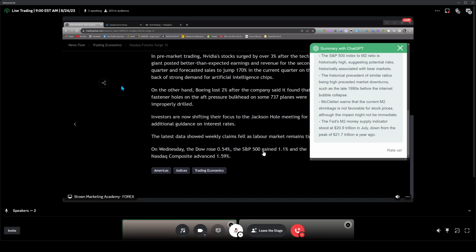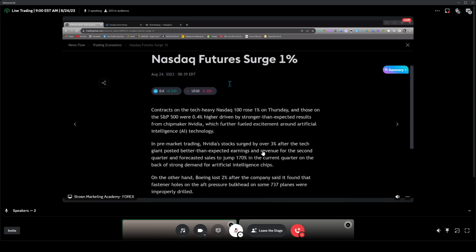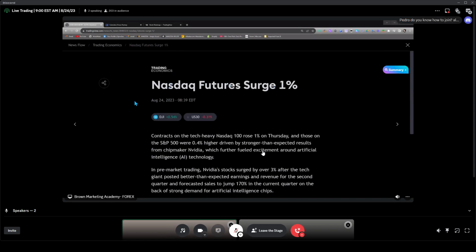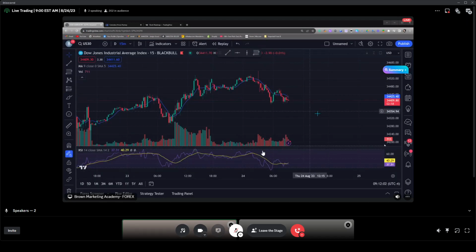All right, so the first news article is bearish, but it's a little bit misleading because the news article reads, NASDAQ futures surge 1%. I think they just took one major thing from what they wanted you to take away from this article and put it here, but there's a bunch of negative news there as well. So let's go back to our chart.